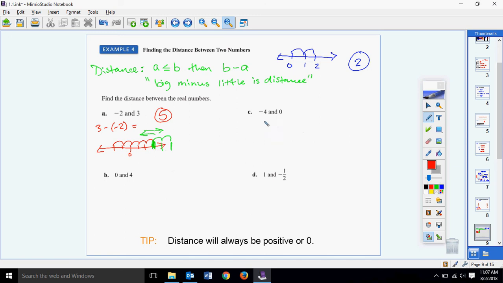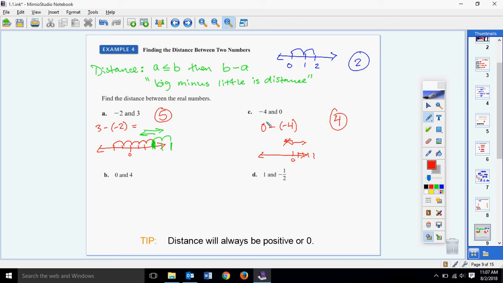-4 and 0. I want to take the bigger number, so 0, and subtract the littler number of -4. So if we're on a number line and we're at 0, subtraction means to go to the left. However, the negative means change direction. So if we're going to the left, now we need to go to the right. So we're going to the right 4 units, 1, 2, 3, 4. That means we are at the number 4 and the distance is 4.